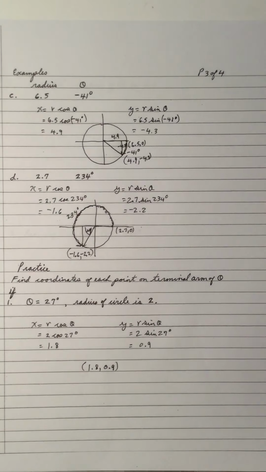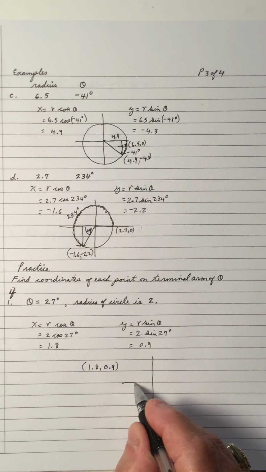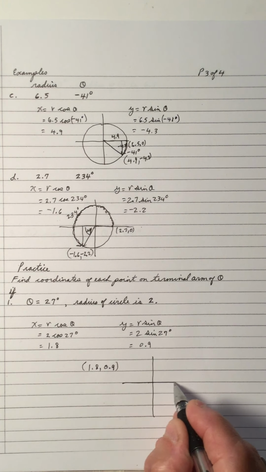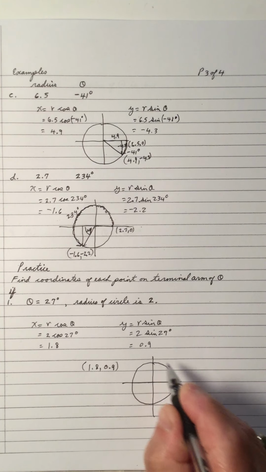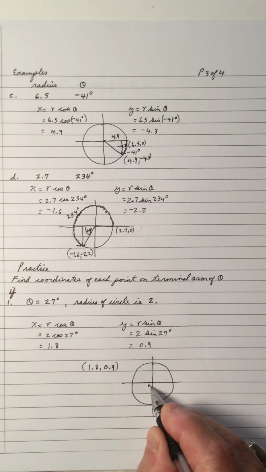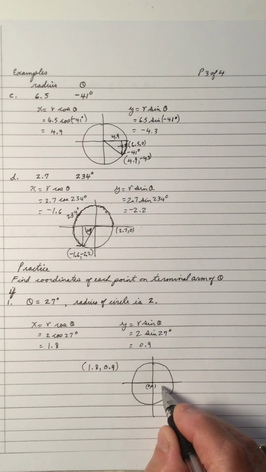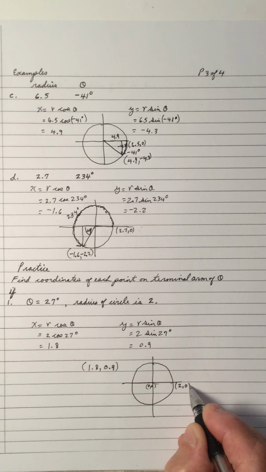Okay, you can draw the diagram. I'll just show you. So you have a circle. Again, there's the circle. And the radius of the circle is 2, so this is 0, 0. So this radius is 2 here. So this point is 2, 0.